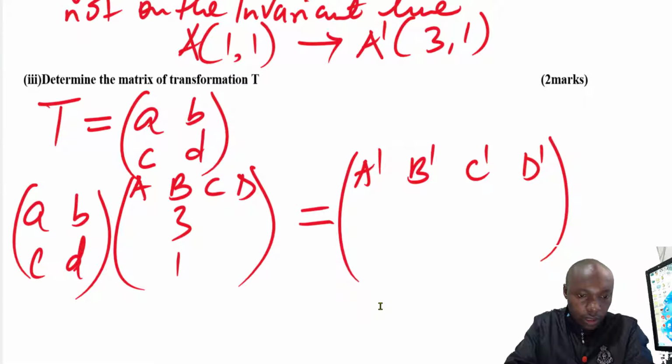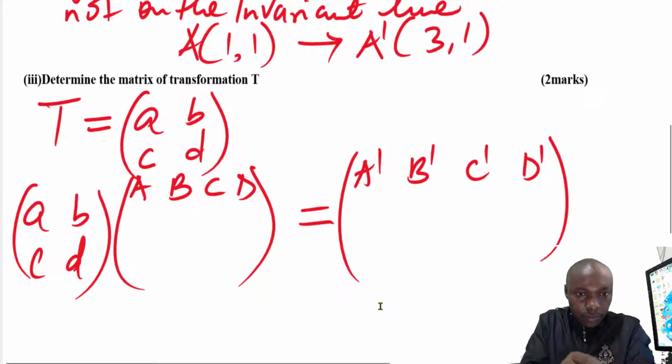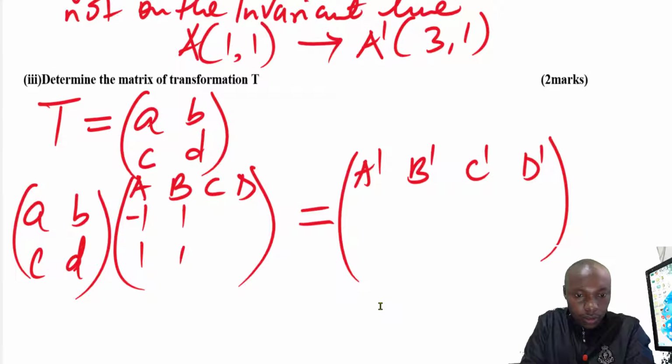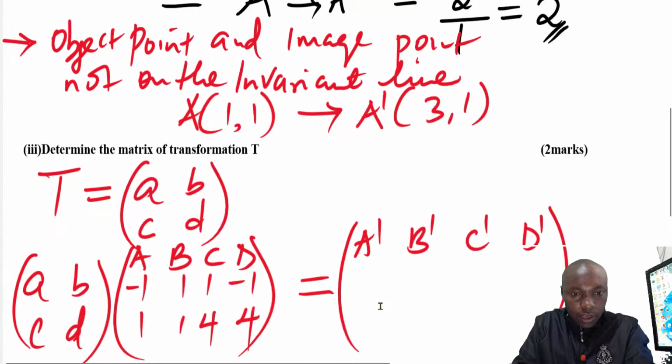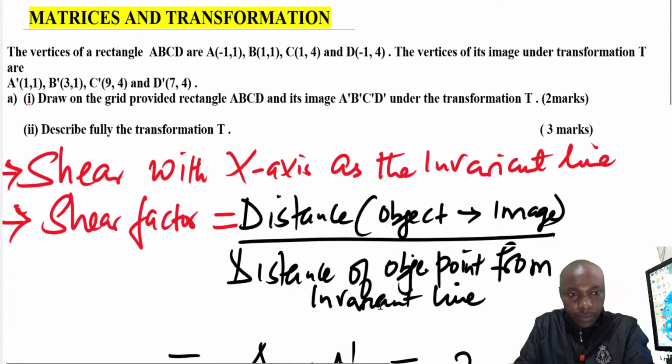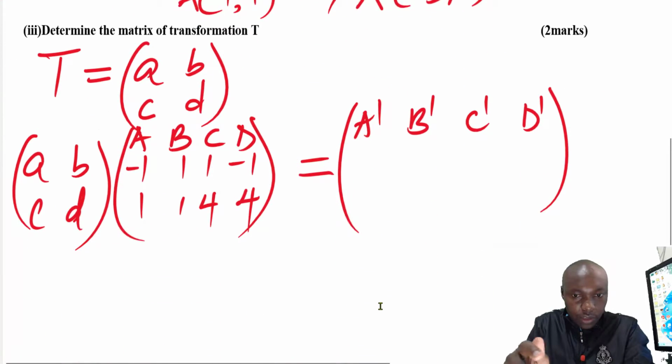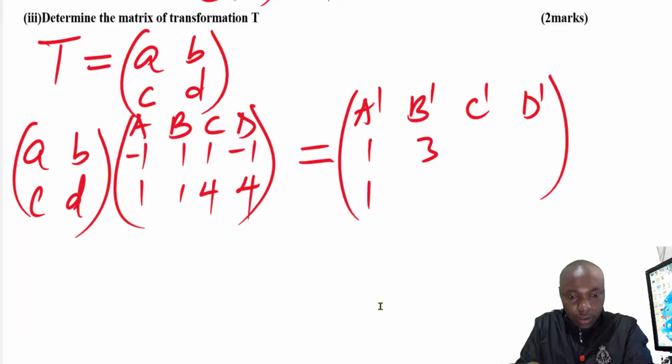So this one, the object points, and let's confirm these. The object points are -1, 1, 1, 1, 1, 4, and -1, 4. Then the image points are given there, as you can see. A prime 1, 1, 3, 1. Those are the image points: 1, 1, 3, 1, 9, 4, and 7, 4.